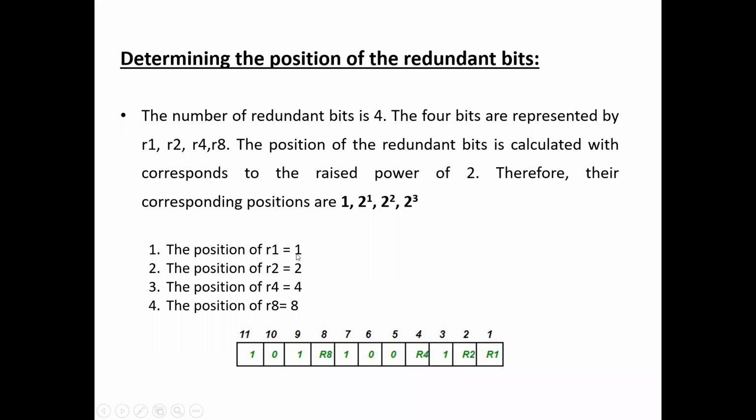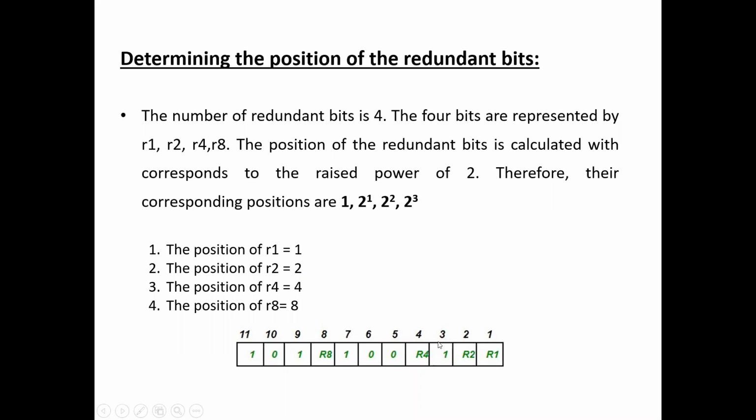R1 is placed at 1, that is 2 power 0. R2 is placed at 2, that is 2 power 1. Next, R4 is placed at 4, that is 2 square. Next, R8 is placed at 2 cube, that is 8. Here, R1 first position, R2 second position. Next, R4 fourth position, that is 2 square. Next, R8 eighth position, that is 2 cube, 8.